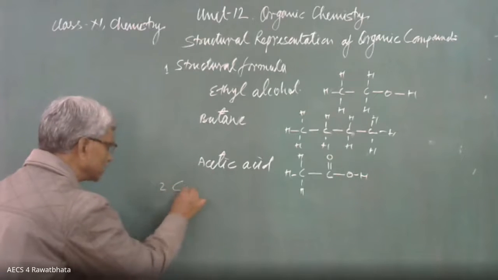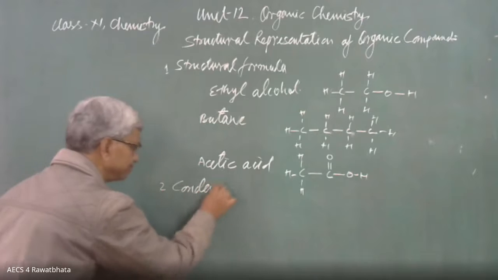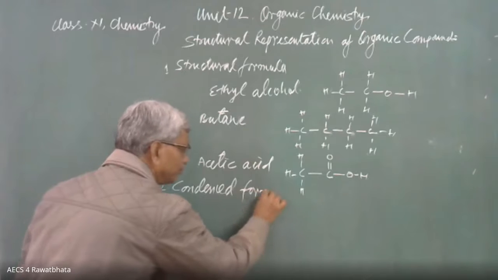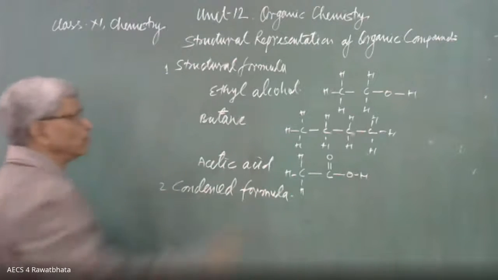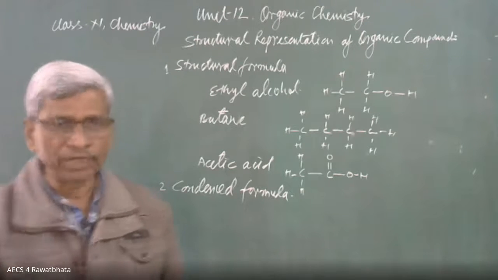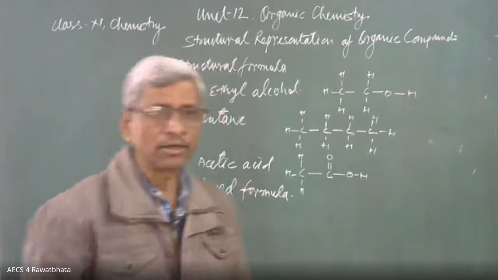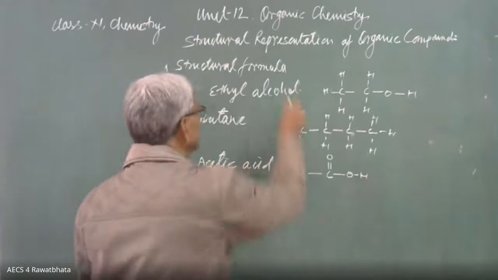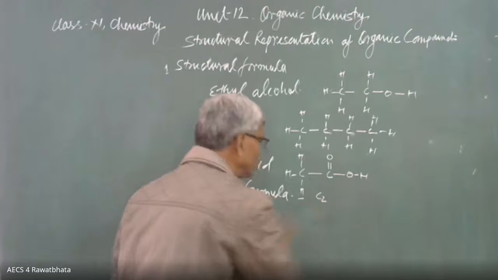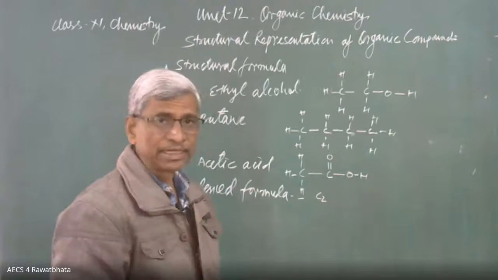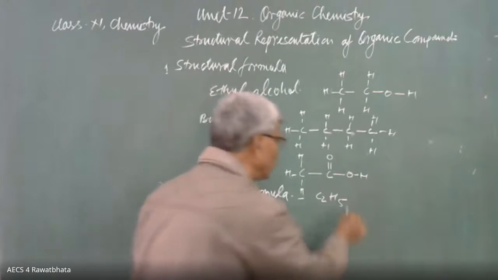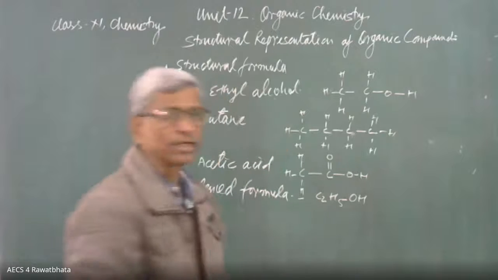The second formula is the condensed formula. Same compounds. What should be the condensed formula? Whatever carbon atoms are there, that should be written at one place, then hydrogen and then oxygen. Like in the first one, ethyl alcohol, its condensed formula is C2, carbon atoms 2, that's why C2. Hydrogen atoms are 5, C2H5OH. This is called condensed formula.